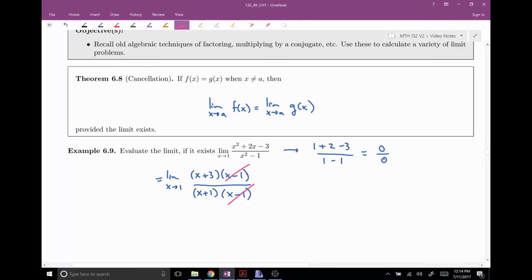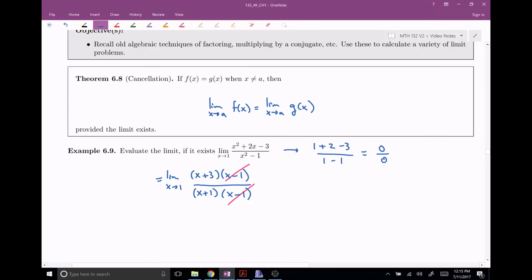And notice this is actually the problem right here. When I plugged in 1, I got 0 on the top and 0 on the bottom. And it's because of these terms, right? Because 1 minus 1 would be 0. 1 minus 1 would be 0, right? So that's what's giving me the 0 on the top and bottom. So this is how we're going to cancel those zeros, essentially.